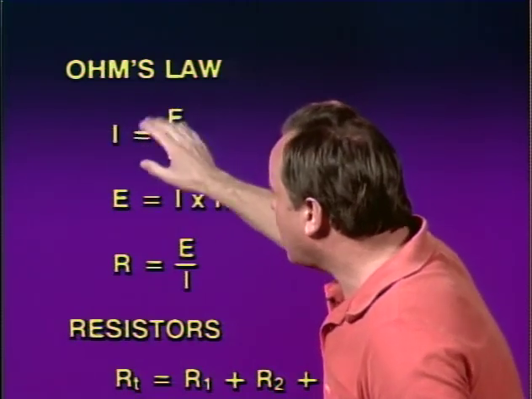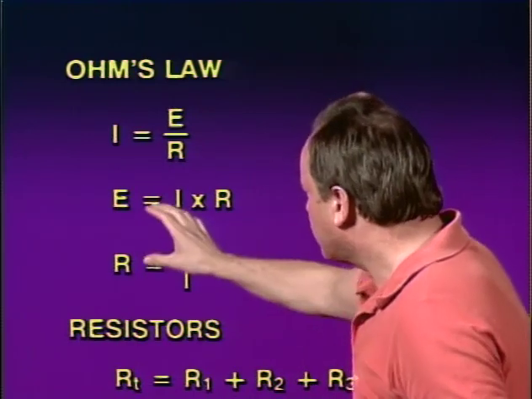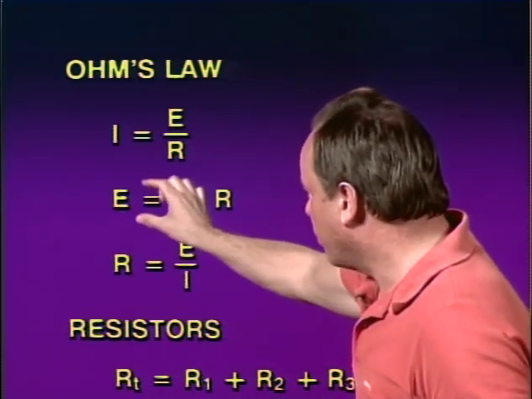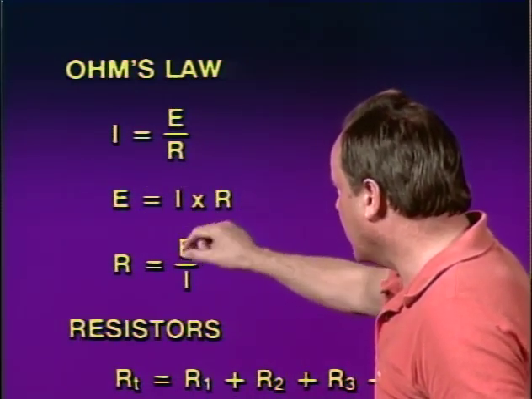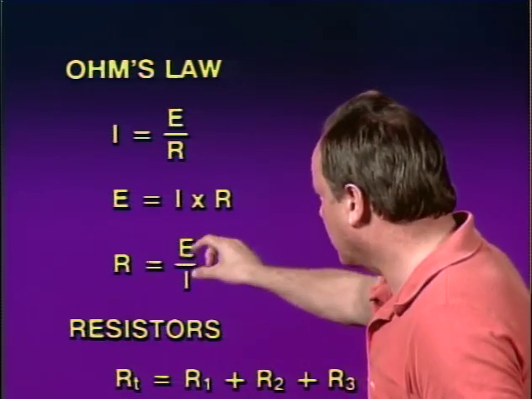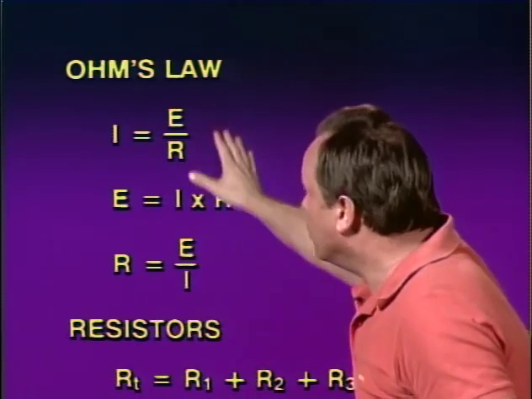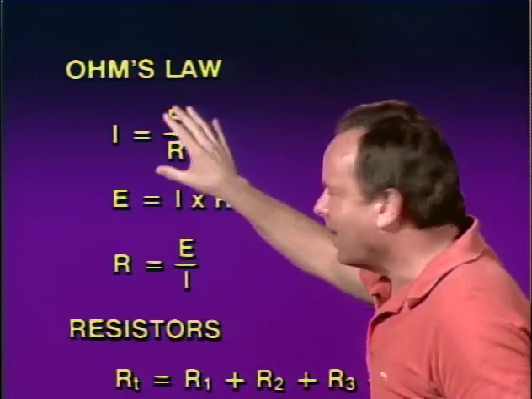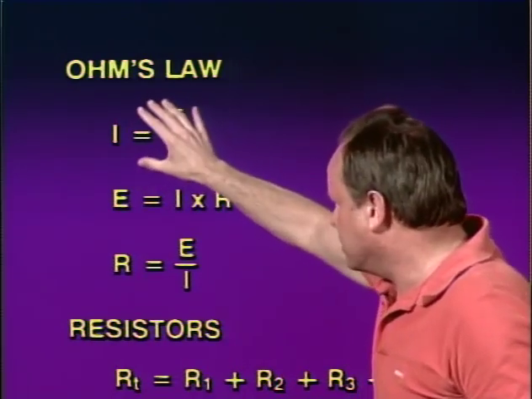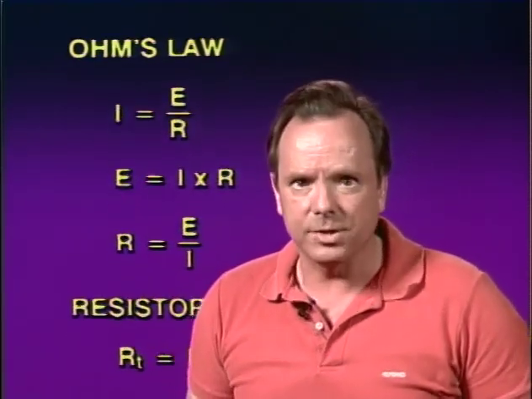Now, if you know that, you can get the other two in Ohm's law if you're good with algebra. But the other two are that the electromotive force in volts is equal to the current in amps times the resistance in ohms, and the resistance in ohms is equal to the electromotive force in volts divided by the current in amps. You need to know those three. If you got algebra nailed, then all you have to do is know the first one and you can figure out the other two. Now let's take a look at the formulas for resistance.